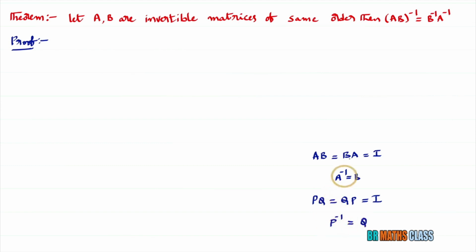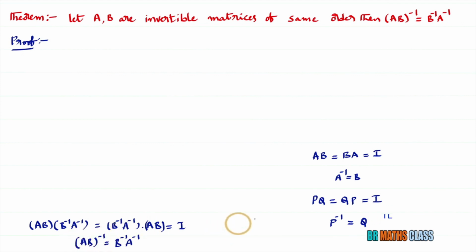So to prove this statement (AB) inverse equals B inverse into A inverse, I'll show that this matrix into this matrix gives I. It is just like, imagine AB, BA equals I. Then I can say that B inverse A inverse is called the inverse of matrix AB, which is denoted like this. I hope you are understanding. When AB equals BA equals I, then B is called the inverse of A. Similarly, AB into B inverse into A inverse equals B inverse into A inverse into AB equals I.